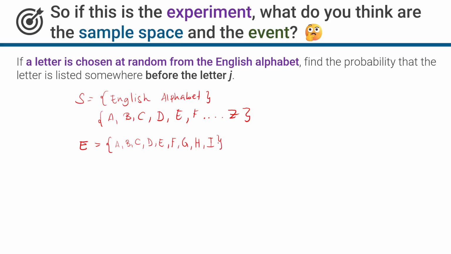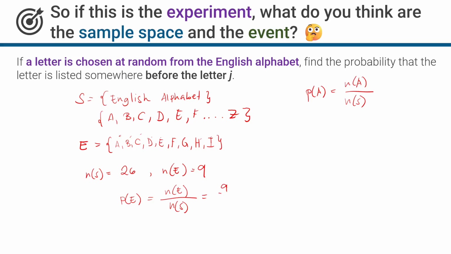These are the letters before letter J. Now, using the formula from previously, the probability of an event A happening is equal to the number of elements in A divided by the number of elements in S. In fact, this is event E. The number of S is equal to 26, and the number of E is equal to 1, 2, 3, 4, 5, 6, 7, 8, 9. So we have 9. Using the formula, the probability of event E happening is the number of E divided by the number of S, 9 over 26.